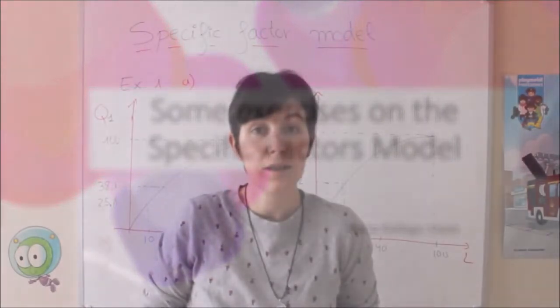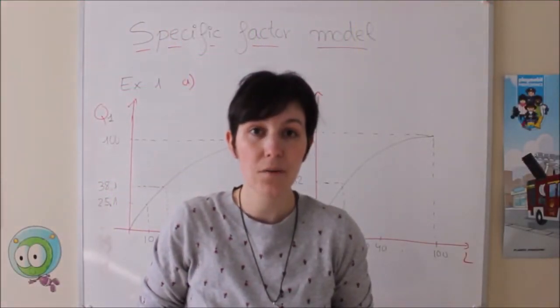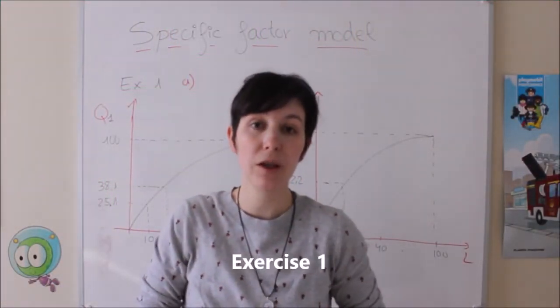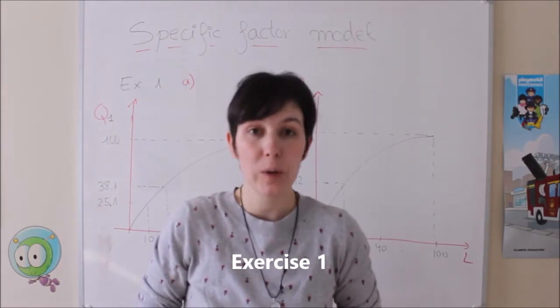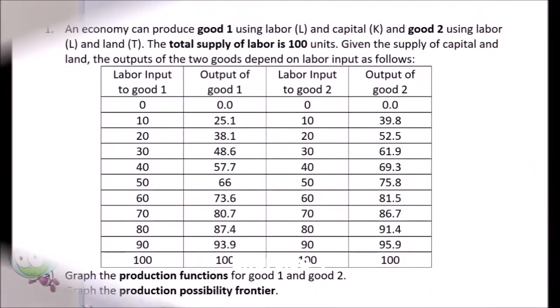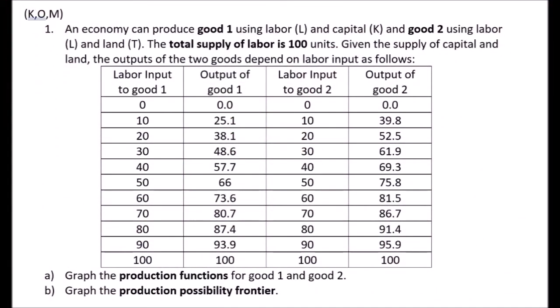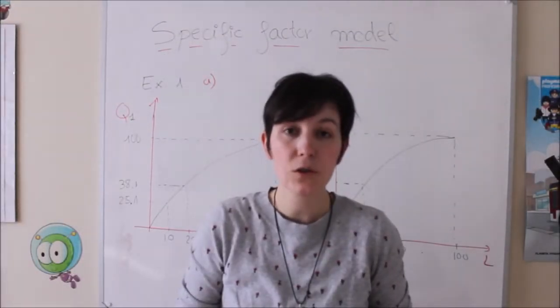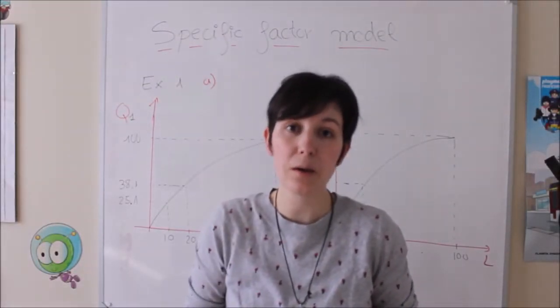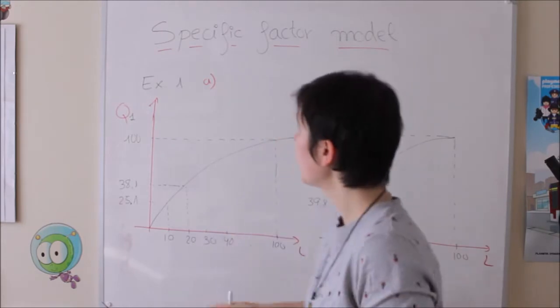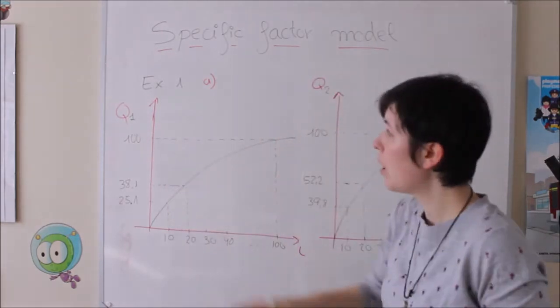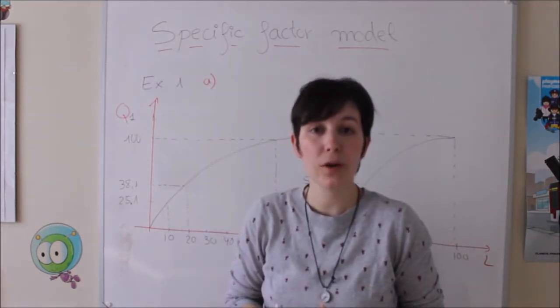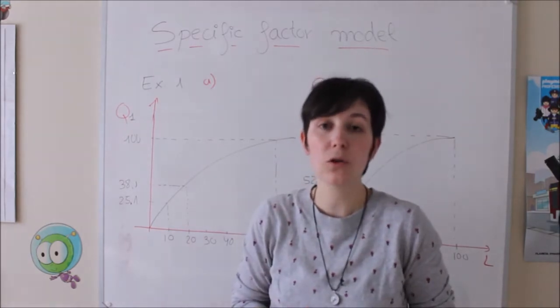Dear students, now we are going to do the exercise of the specific factor models. So we are going to start with the first one. In exercise 1, you have one economy that is able to produce two goods, good 1 and good 2. For producing good 1, you can use labor and also capital.